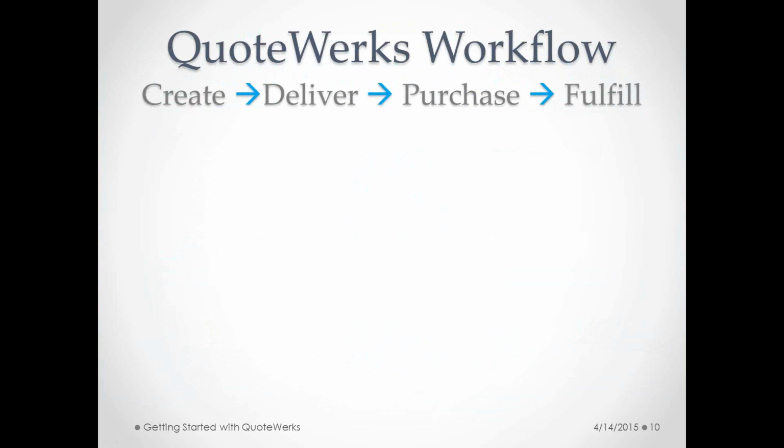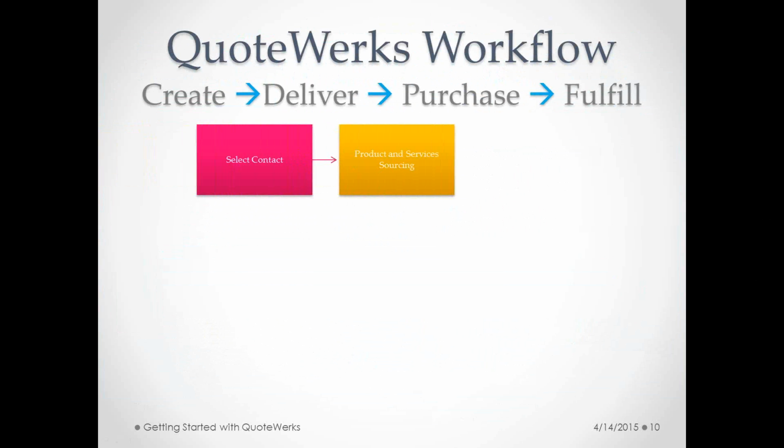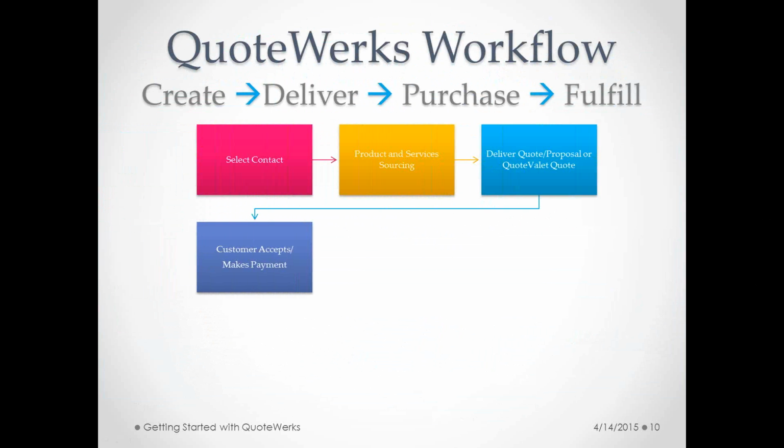So the QuoteWerks workflow is going to be pretty simple. Essentially what we can do is we're going to create the document, deliver it to the customer, have the customer sign off on it, then place the order, and then fulfill it all the way to delivery. So the first step in any QuoteWerks document is you select your contact. You would then select your items for sourcing. So you select your products, your services, and build the actual quote or proposal. We would then save it, and then we can deliver that quote or proposal to the customer. You can deliver it either via email, or you can use QuoteWerks, which I'll show you also.